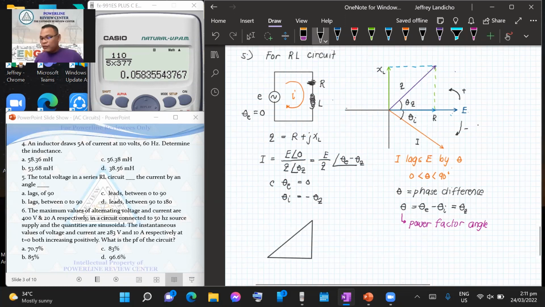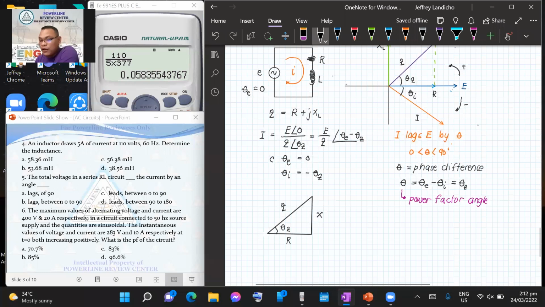So, lahat ng formula na pwede mong ma-encounter sa AC circuits, kayang-kaya mong balikan using this impedance triangle. Tinawag siyang impedance triangle. So, the angle here is theta sub Z. That's the angle of impedance. Since yung kanyang mga sides is the component of your impedance. So, the adjacent or the real component is the resistance and the opposite is the X or the reactance, and this should be our impedance.